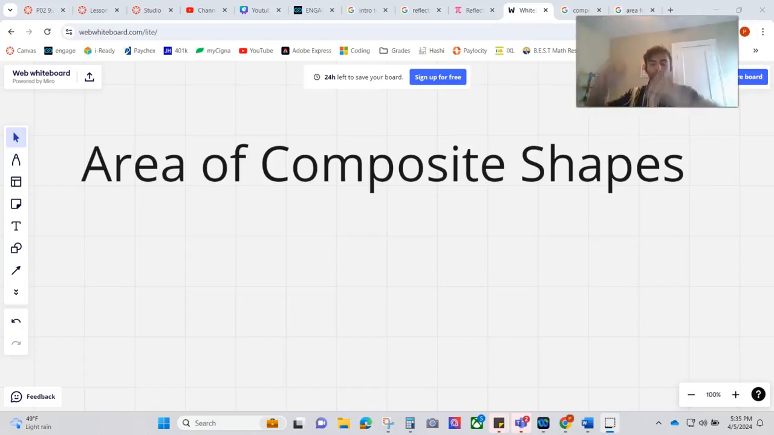Hello, fourth period. Today, you are going to learn about the area of composite shapes. How jealous I am of you. You get to learn about the area of composite shapes.